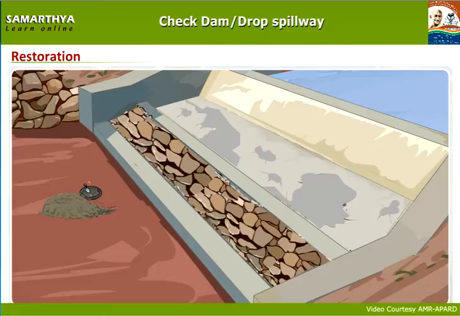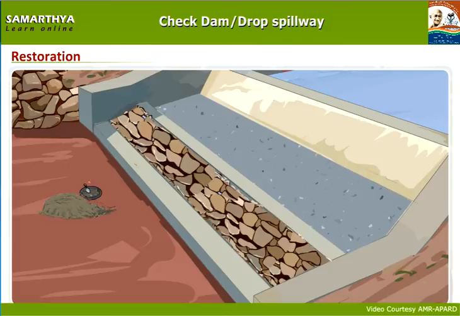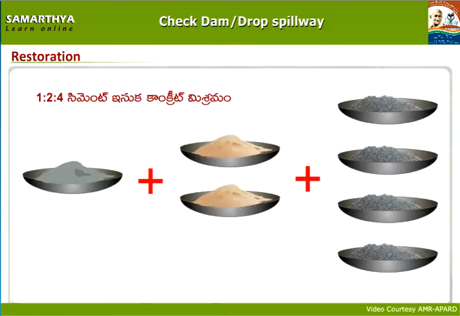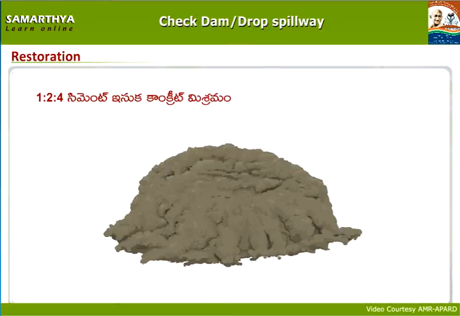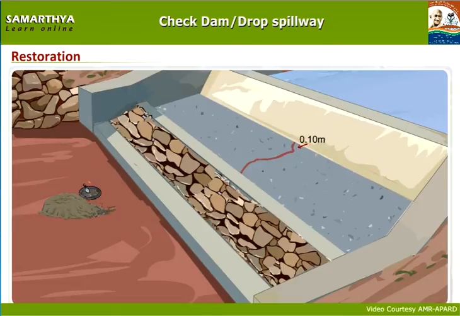After applying 1:4:8 cement and concrete mixture on top of apron, wearing coat must be done with 1:2:4 cement and concrete mixture. This is generally done with 0.10 meters thickness.